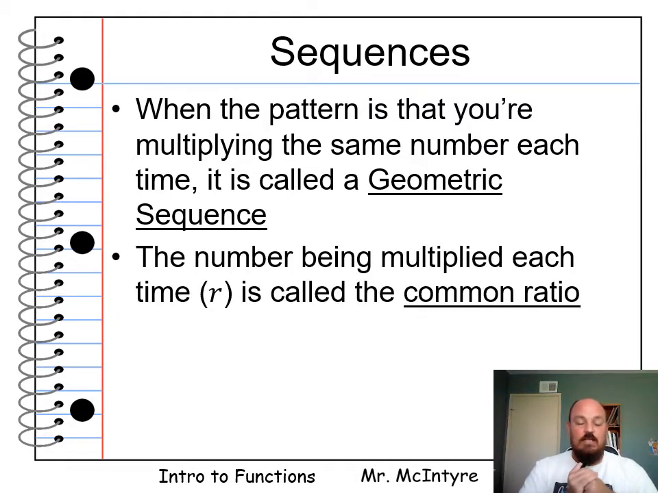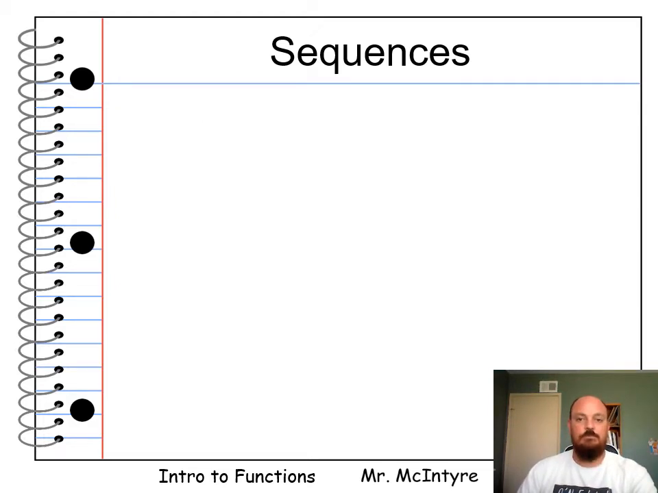Now we have a name for that. Just like we had D, the common difference for arithmetic sequences, we have R, the common ratio for geometric sequences. And that's just the number that you're multiplying by each time.